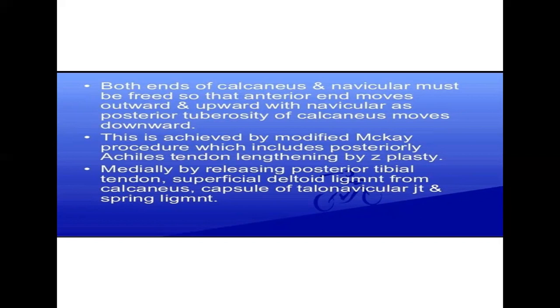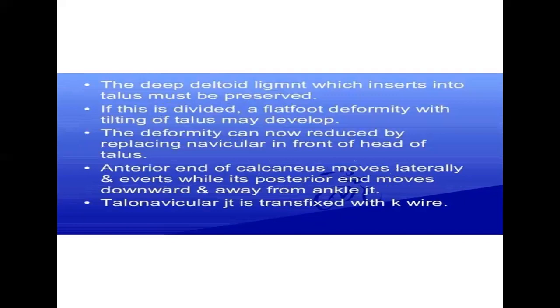This is achieved by the modified McKay procedure, which includes posteriorly Achilles tendon lengthening by Z-plasty, and medially releasing the posterior tibial tendon, the superficial deltoid ligament from the calcaneus, the capsule of the talonavicular joint, and the spring ligament. The deep deltoid ligament, which inserts into the talus, must be preserved. If this is divided, a flatfoot deformity with tilting of the talus may develop. The deformity can now be reduced by replacing the navicular in front of the head of the talus.